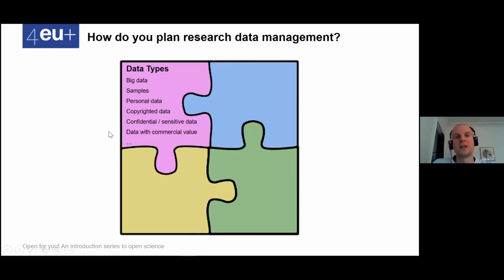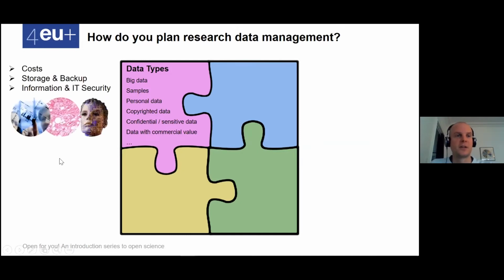If you have personal data or otherwise confidential, sensitive data, you have to take very special care of that. We're talking about genetic data, biological material, health data, and so on and so forth. They are very sensitive, so you really have to think about IT security, about storage and backup. There might be costs related to storing and retaining those data.